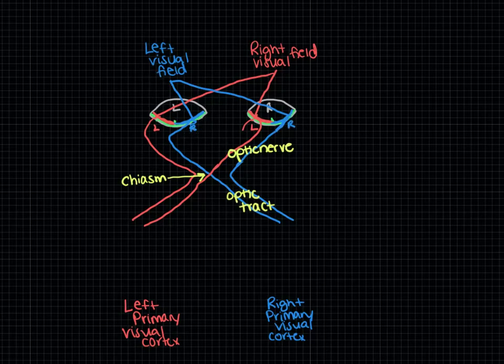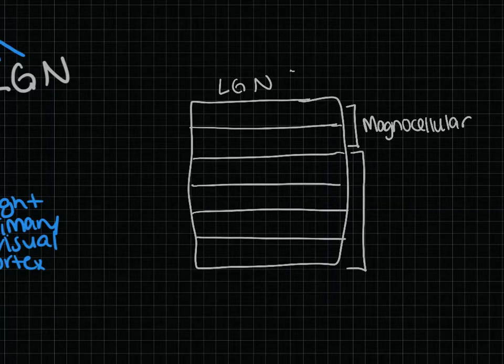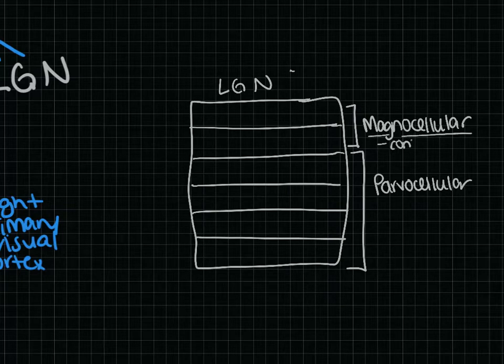left visual field. The optic tract is going to synapse at the lateral geniculate nucleus, which is the visual relay nucleus of the thalamus. The LGN is going to be a 6-layer nucleus, and the first 2 layers are going to be the magnocellular layers, and layers 3 through 6 are going to be the parvocellular layers. The magnocellular layers are going to see contrast and movement, whereas the parvocellular layers are going to see color and form.